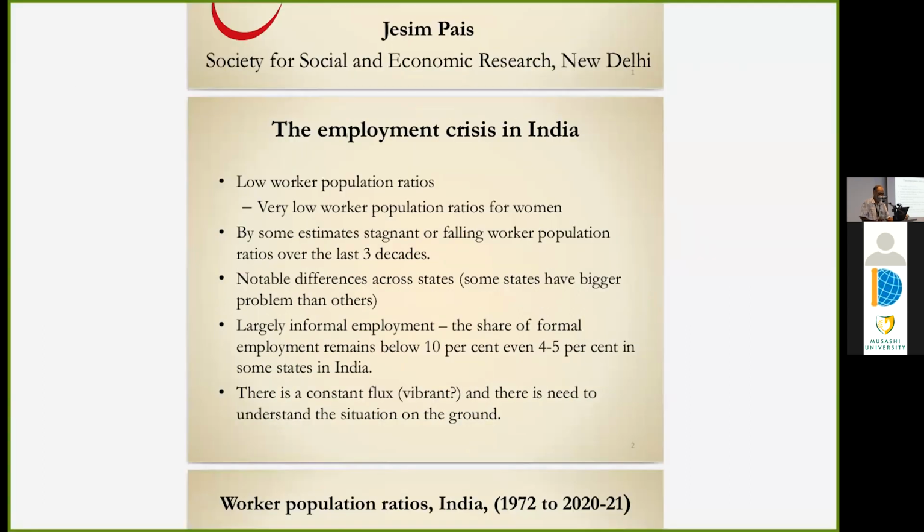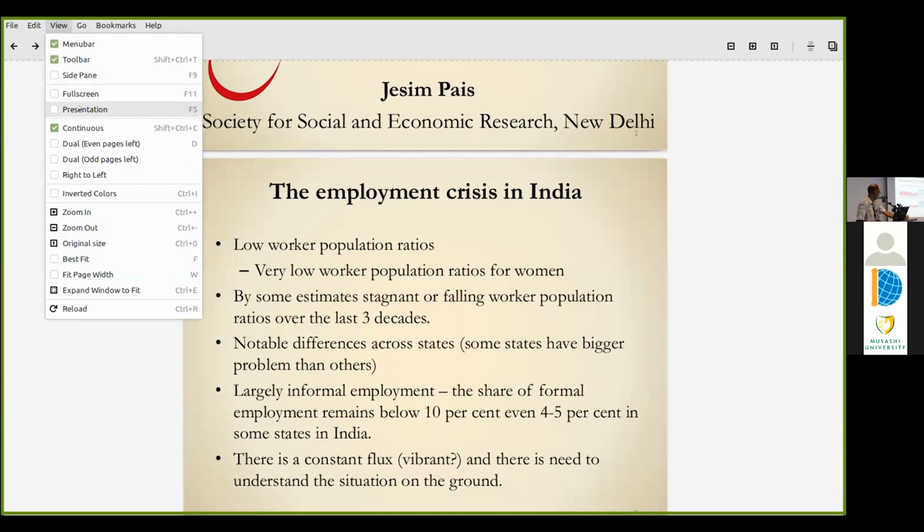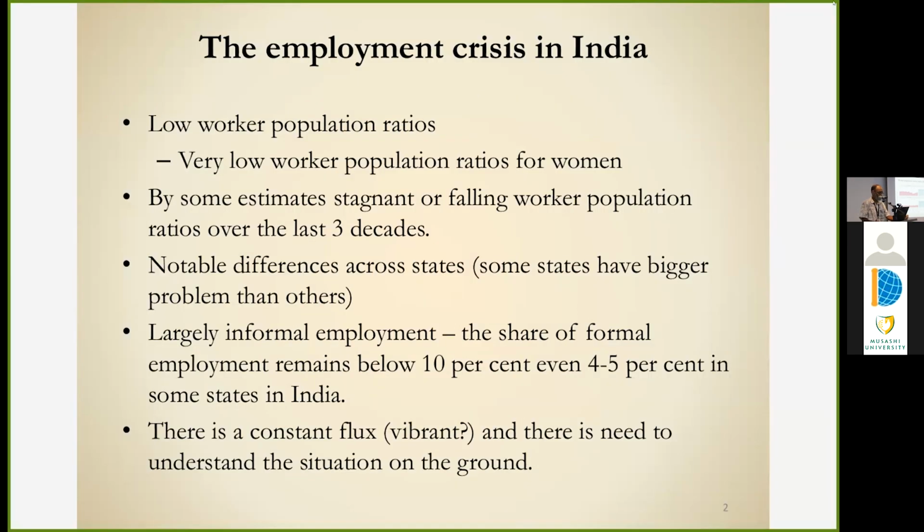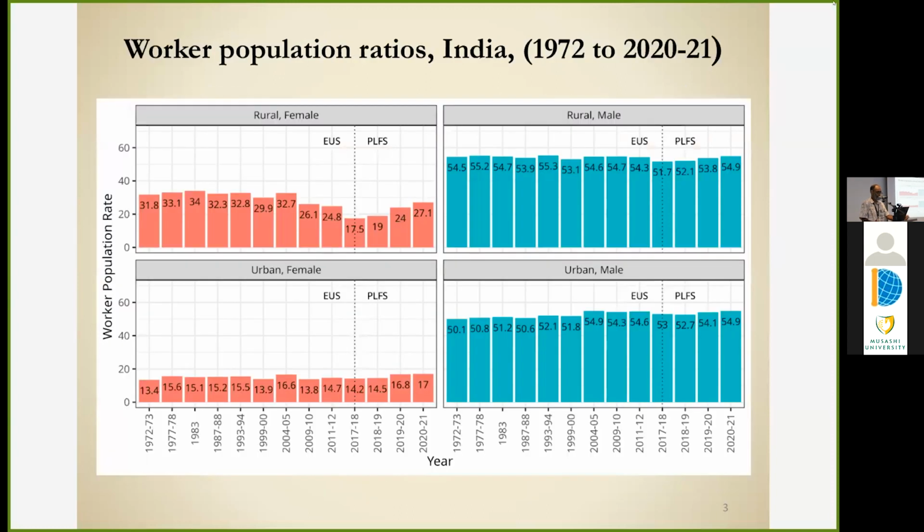So this graph gives us the worker population ratios for male and female workers, urban and rural India. Female workers are in red, and you see urban worker population ratios for female workers is very, very low. In rural areas, it's kind of double the urban. It's the poor women who are working in agriculture, which takes the worker population ratios of women higher. In urban areas, that opportunity is not there. That keeps it low. For the male workers also, in comparison with other countries, the worker population ratio is quite low.